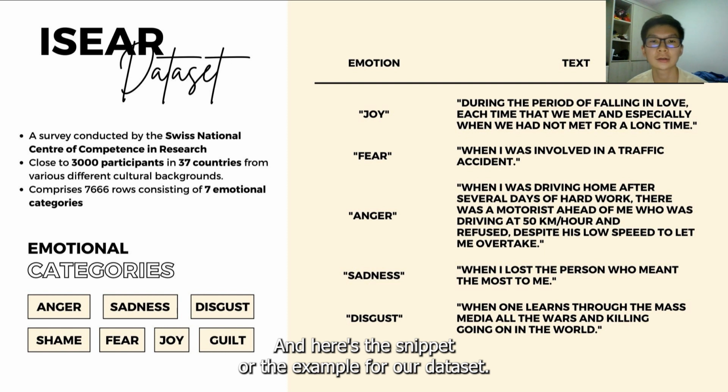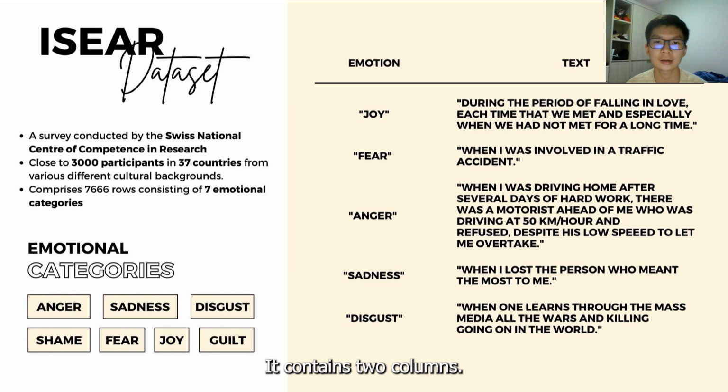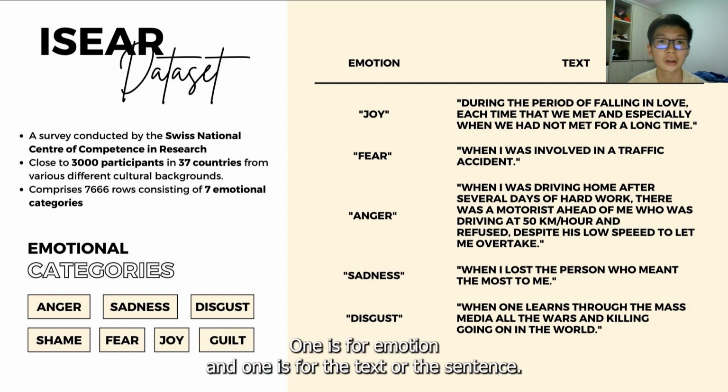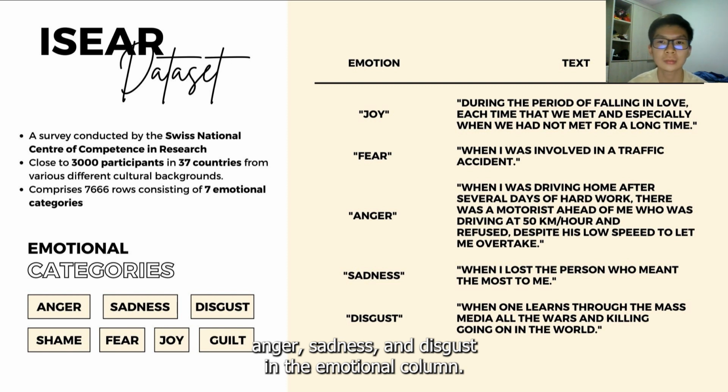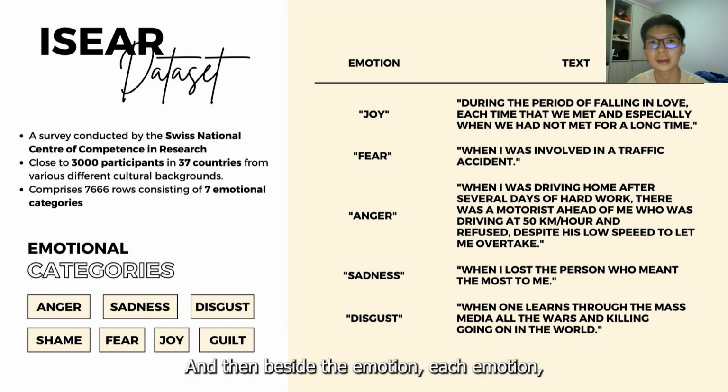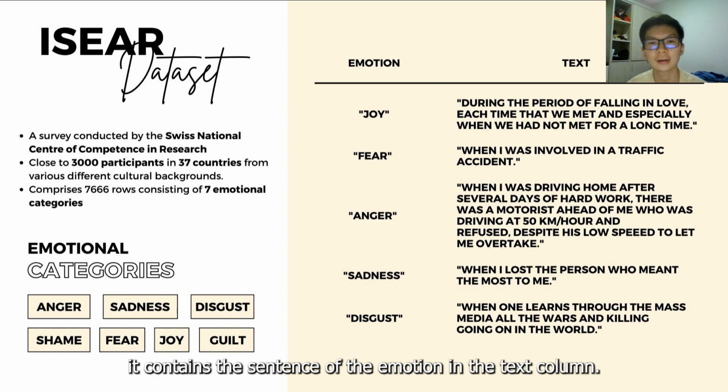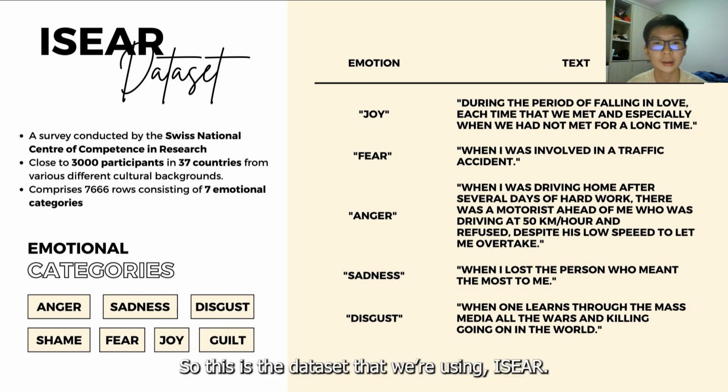And here is a snippet, or an example, of our dataset. It contains 2 columns. One is for emotion and one is for the text or the sentence. For example, as you can see here, there is joy, fear, anger, sadness, and disgust in the emotion column, and beside each emotion, it contains a sentence of the emotion in the text column. So this is the dataset that we're using here.